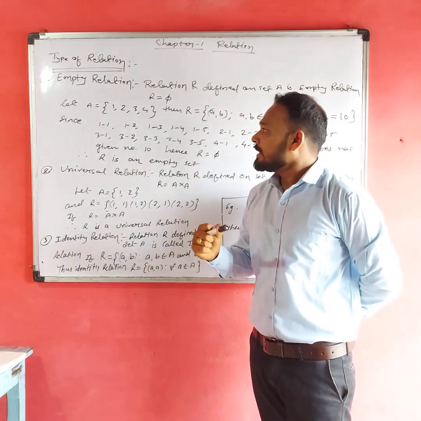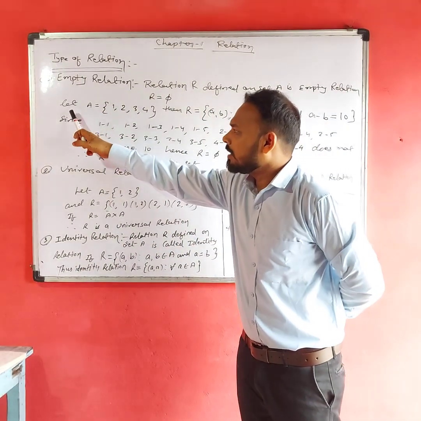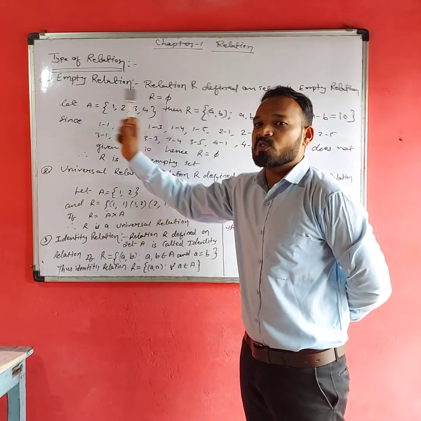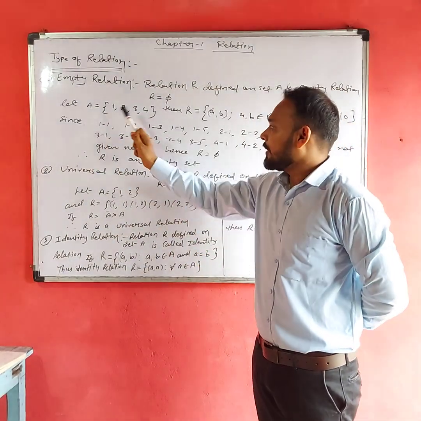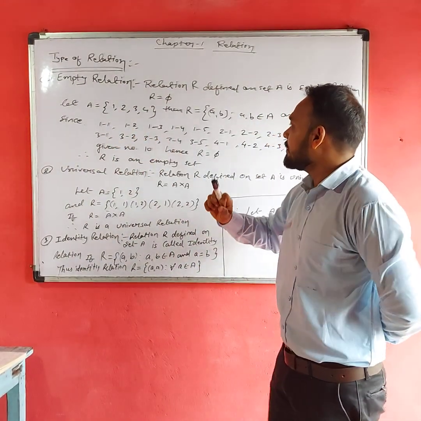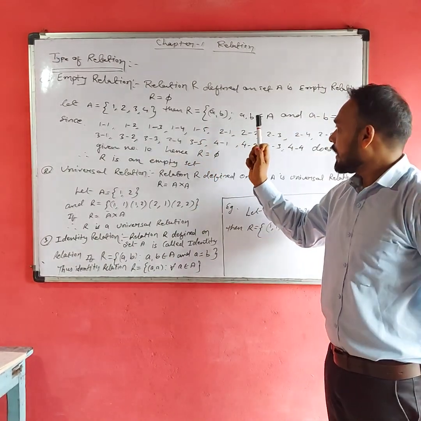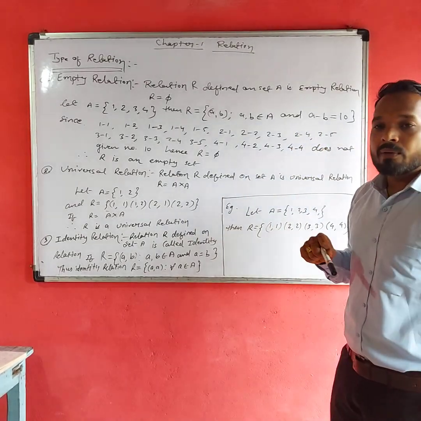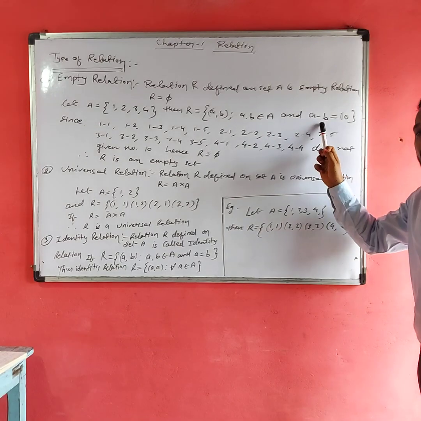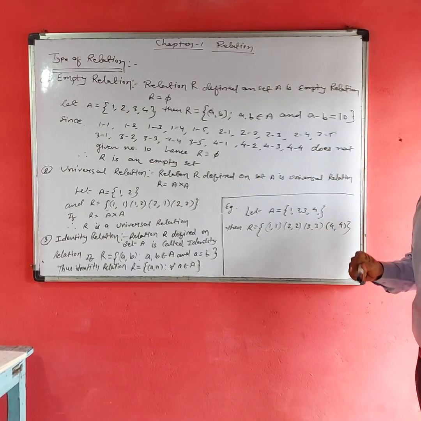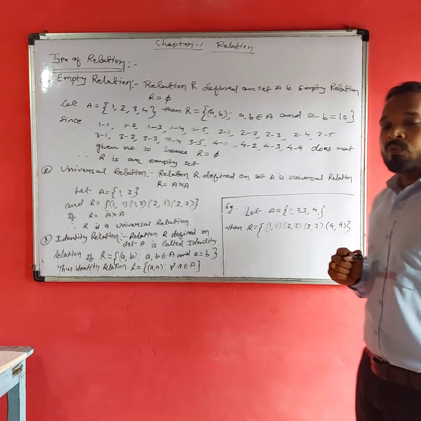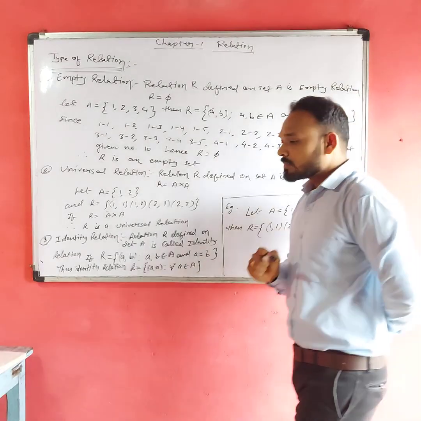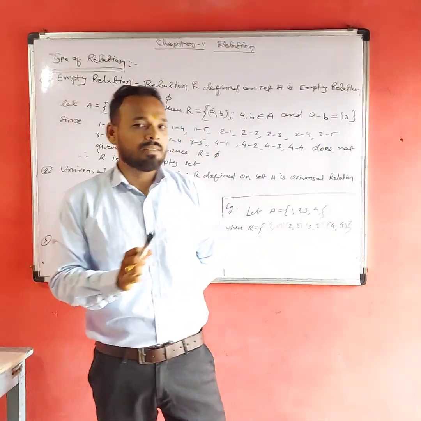Okay, let's see. For example, let A be equal to {1, 2, 3, 4}. We have 4 elements in set A. And we make a relation R equals {(a, b) : a, b belong to A and a minus b is equal to 10}. Means we apply the condition a minus b is equal to 10. If any pair gives 10, then it's related. If it is not equal to 10, then it's not related.